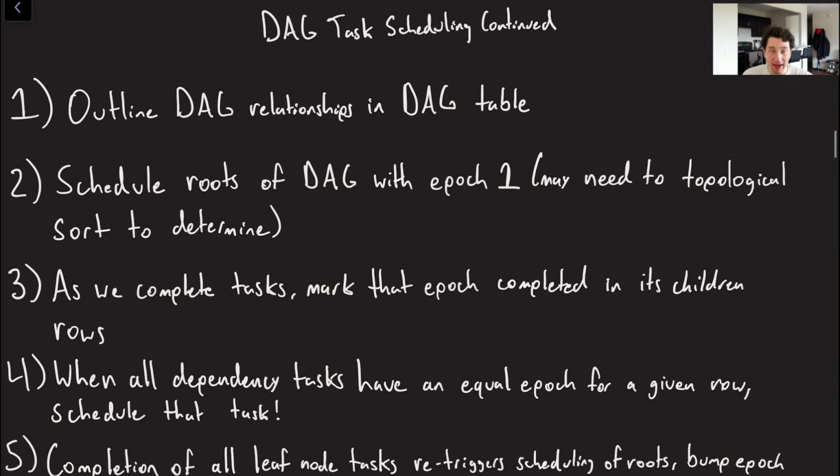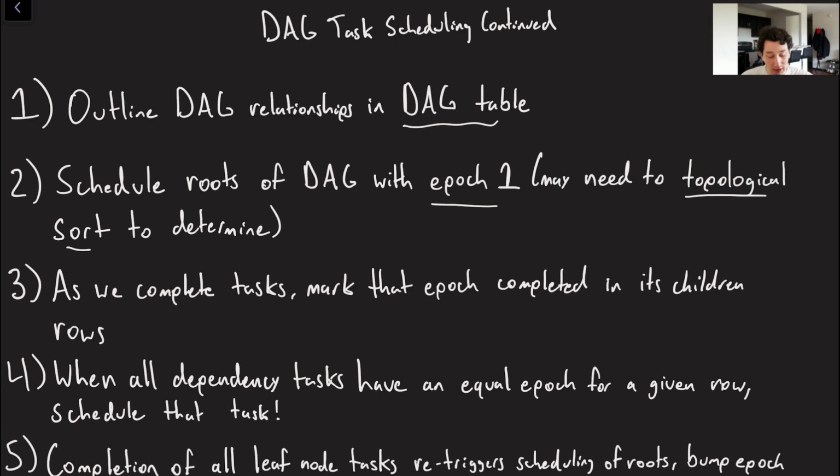Okay, if I'm going to actually outline this as a formalized process, the main idea is that, again, all of these things are going in the DAG table. The roots of the DAG are going to first be scheduled when I first upload the DAG to the table with epoch 1. That's just going to go right in the scheduling table. As far as figuring out what the actual roots of the DAG are, depending on how you accept the input from the user, you may need to do something known as a topological sort, which is basically taking your DAG and figuring out which nodes have dependencies on other nodes, and then figuring out which can be run right off the bat and which need to wait for other nodes to run.